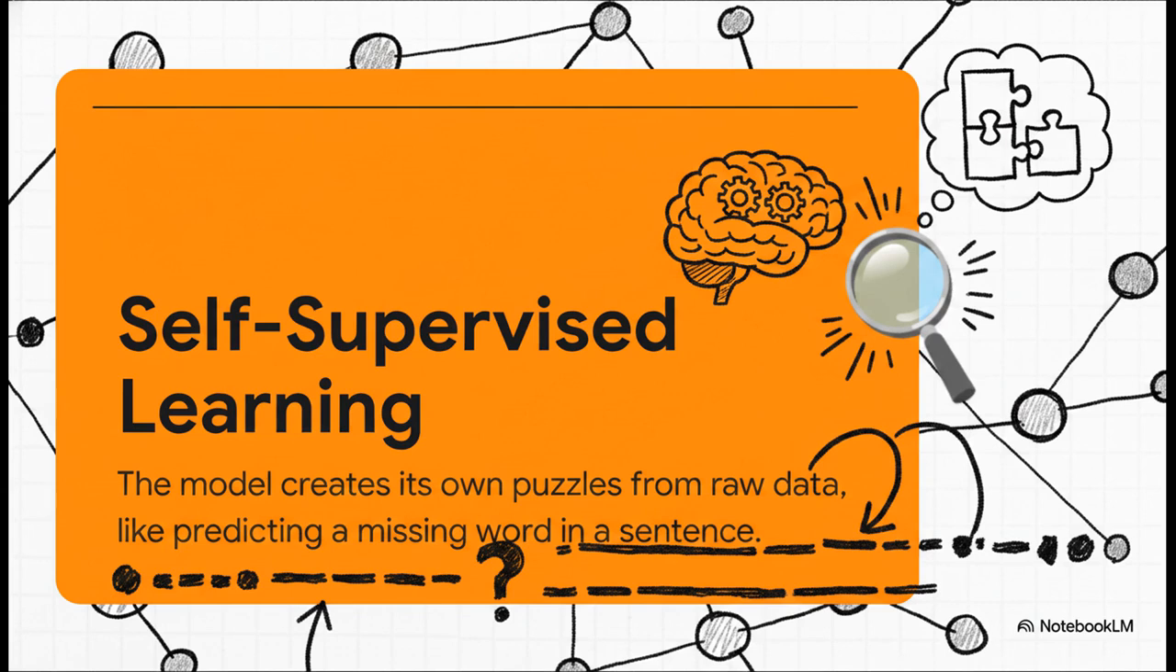The AI takes a huge amount of unlabeled data, let's say a sentence, and then it creates a puzzle for itself. It might hide one of the words and then try to predict what that missing word is based on all the other words around it. By doing this millions and millions of times, it basically teaches itself the rules of language. It creates its own answer key, and it can generate almost limitless training data without any human help.